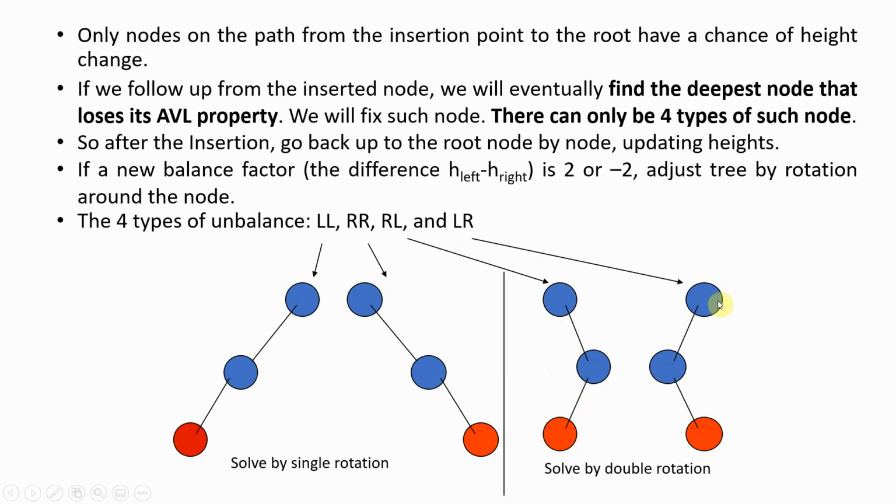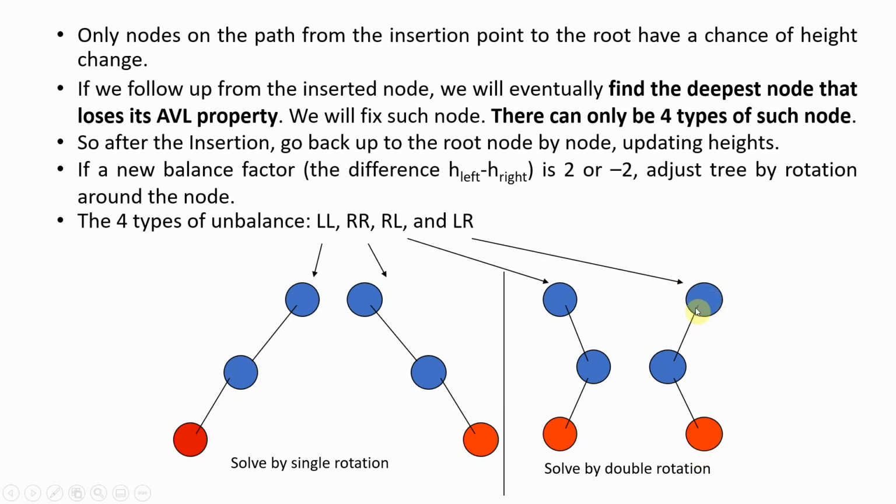And finally, the last unbalanced case would be this case, where we originally had these two nodes in our tree, right? We inserted the red node, and again we calculate the balance factor all the way from the inserted node up to the root. The balance factor for the leaf is 0. For this one is negative 1. And for this one is positive 2, right? So this node has a balance factor of positive 2, so it's losing its AVL property after insertion.